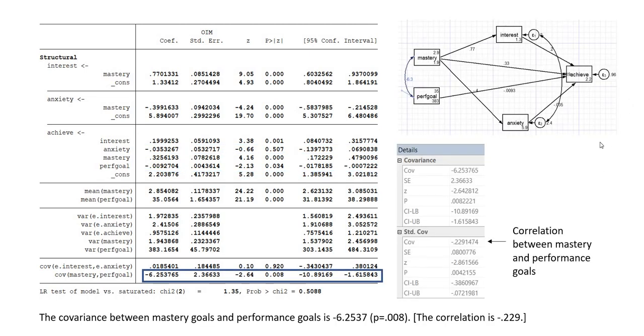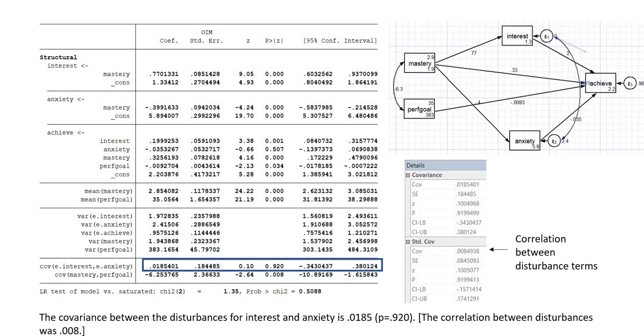Then down here you can see that I've added in, once again, the covariance between mastery goals and performance goals, and that was significant. But the correlated error for the interest and anxiety variables was actually non-significant. And just so you know, the error terms, we can refer to them as residuals. Another term you might hear used in the literature is disturbance term, when you're talking about the prediction errors associated with the endogenous variables. That's why I use that term right here in this description.